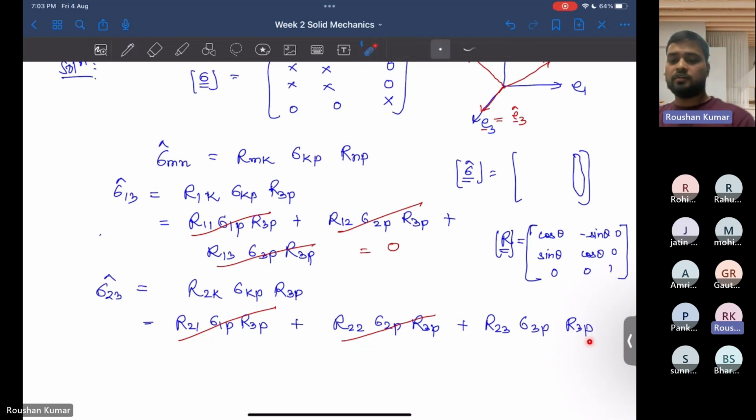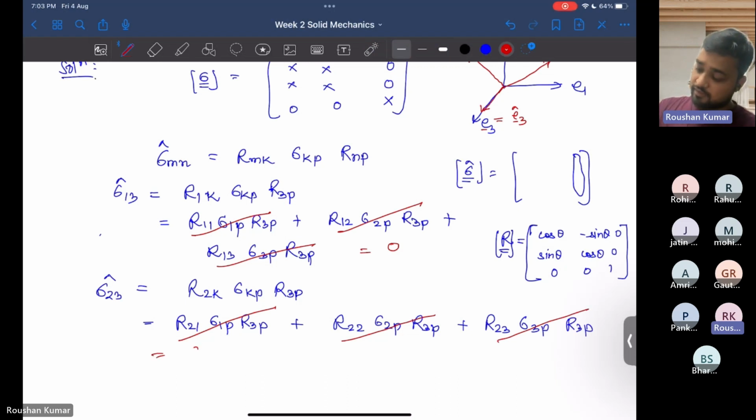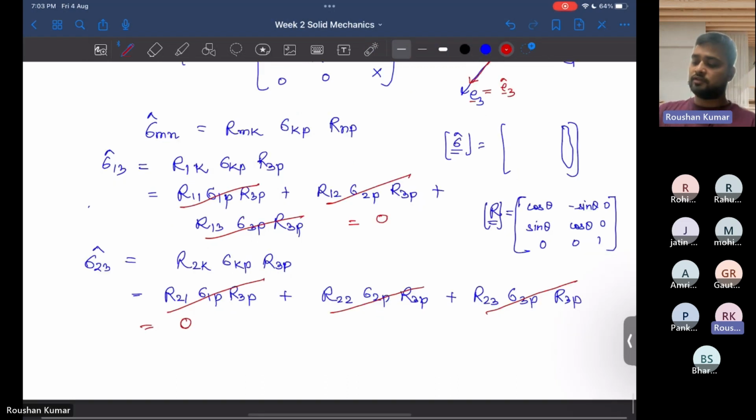And the last term, R23 sigma 3P R3P. For P equal to 3 it will remain, but R23 is also 0, so this term will also cancel out, and it will give us 0. So sigma 23 hat is also 0.